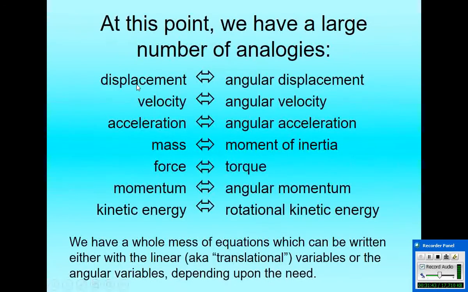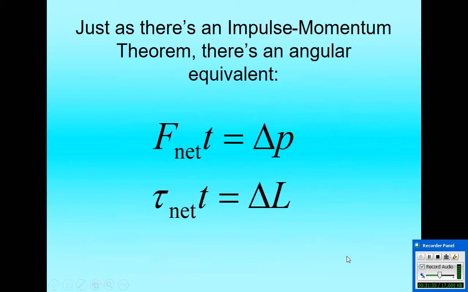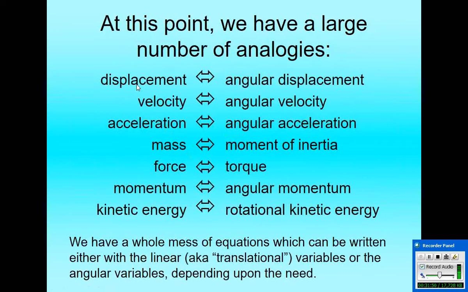I want to recap the analogies that we have between linear or regular motion and angular motion. We have analogies for displacement, velocity, and acceleration. We saw those in circular motion. But in this chapter, we added an angular counterpart to mass, to force, to momentum, and in our calculation of kinetic energy, and in our calculation of work and what have you. But we have a bunch of analogies with all of these concepts.